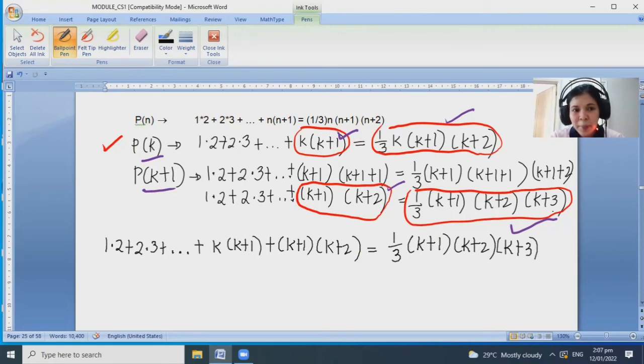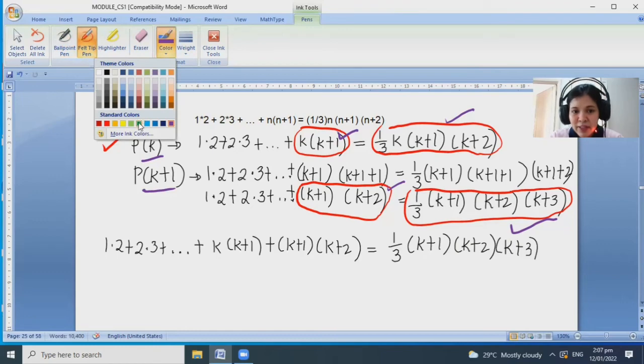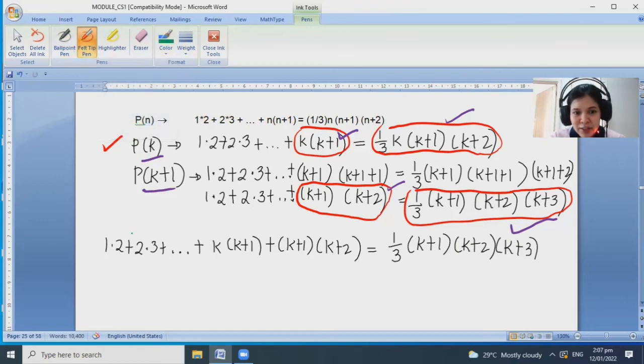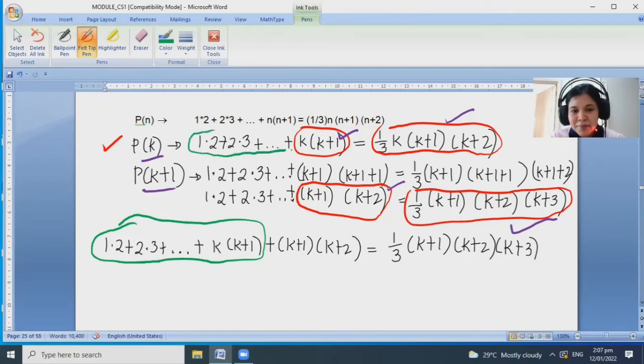Tapos ngayon, gagamitin natin yung substitution ngayon. Ito mismong 1 times 2 plus 2 times 3 up to K times K plus 1. Ito yan, di ba? Am I right? Tapos ito yung kanyang old sum. Ito yung dati niyang sum. So ipapalit ko to, itong ini-encircle ko ng green, doon sa nasa baba na nakabilog din ng green. Substitution. So substitute ko yung sum niya dati.